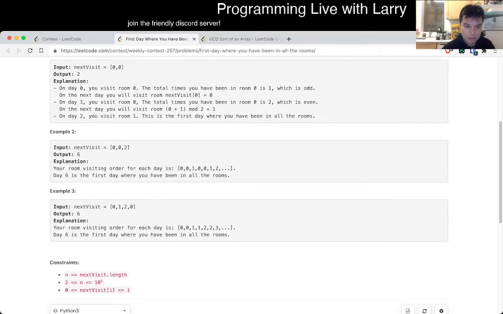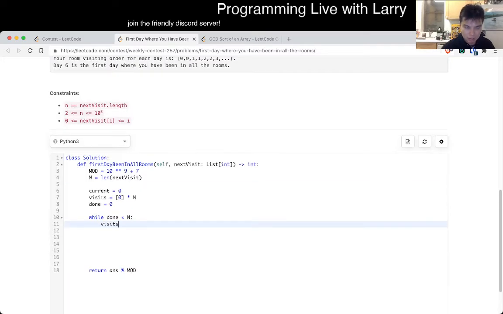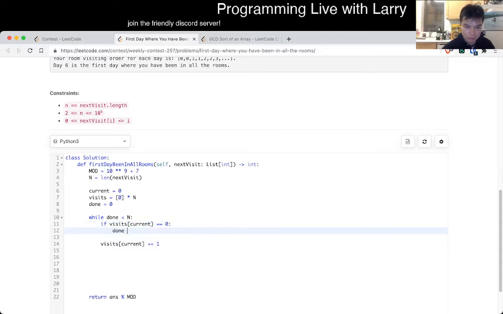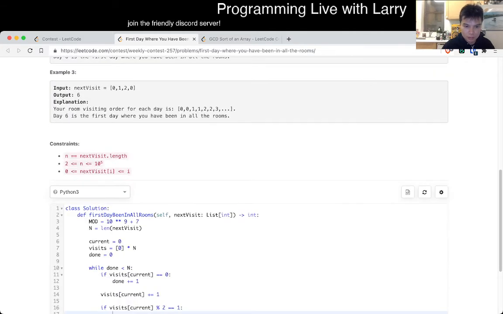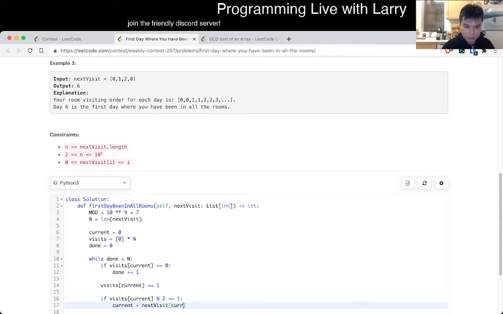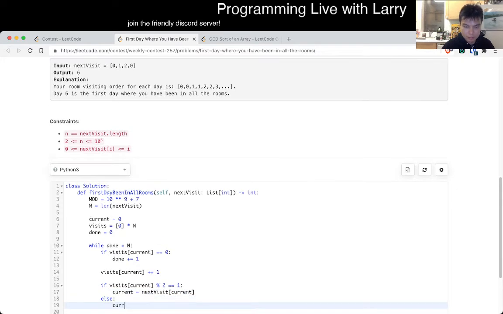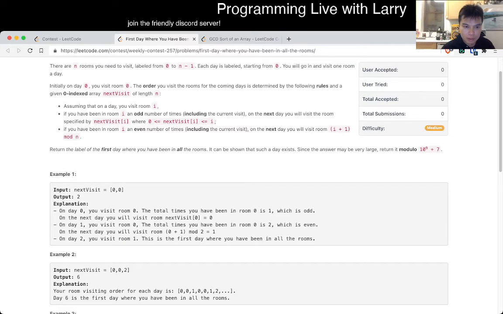Including the current exit, okay. What's possible? We go to 1, we go to... Okay, and then now to return the days.